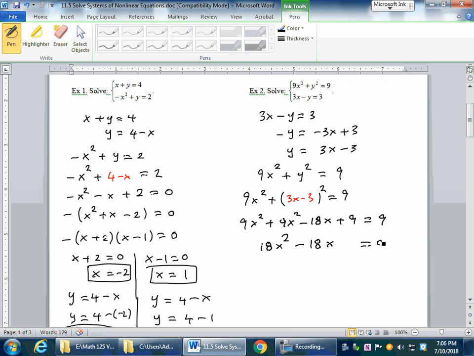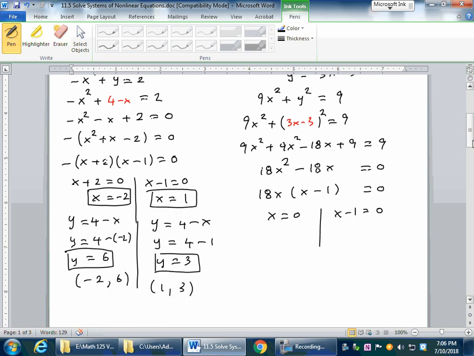Finally, this will help us to factor, which is 18x, the GCF, and x minus 1 left, equal to 0. So I got x is equal to 0, or x minus 1 equal to 0, which gives us two possible solutions. Again, right? So x is equal to 0.